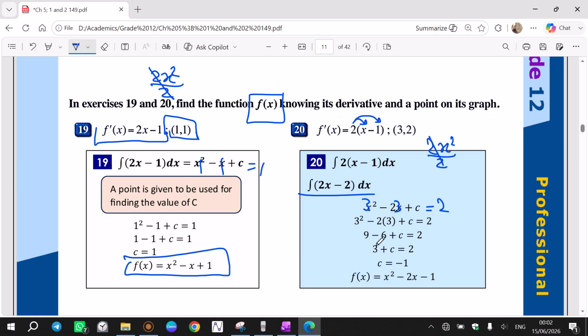9 minus 6 is 3. 3 plus c equal to 2. Send 3 to the other side. C equal to negative 1. Once we got the value of c, we write the result of the integral, but instead of c, we write the value we found, which is negative 1.